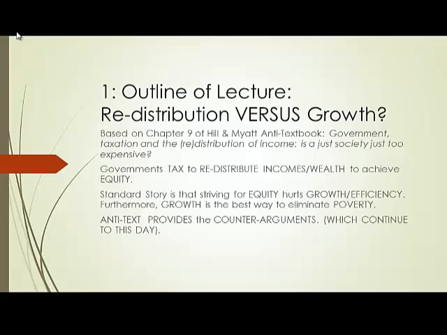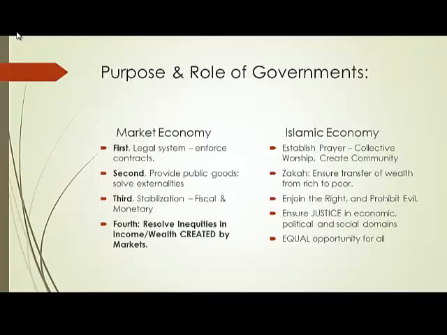Now the anti-text provides us with counter arguments to this mainstream argument, which is what the economists are trying to tell you. So we start by discussing the purpose and the role of governments. So Hill and Myatt say that in the market economy, there are these four functions. The first is that there is a legal system which is used to enforce contracts.